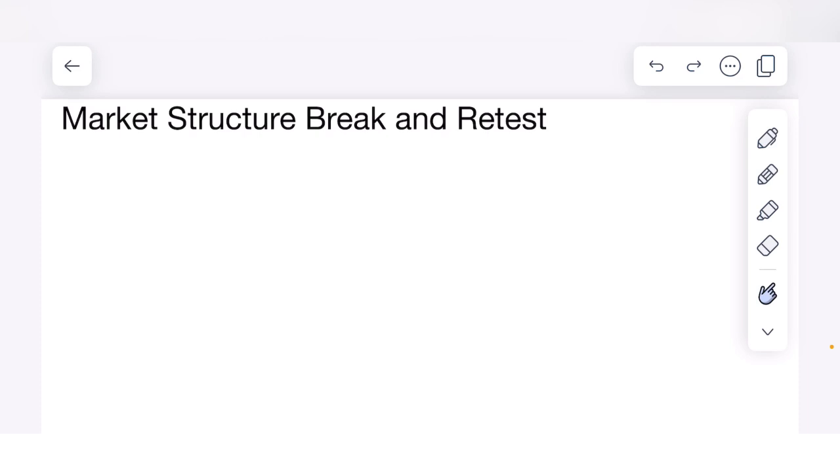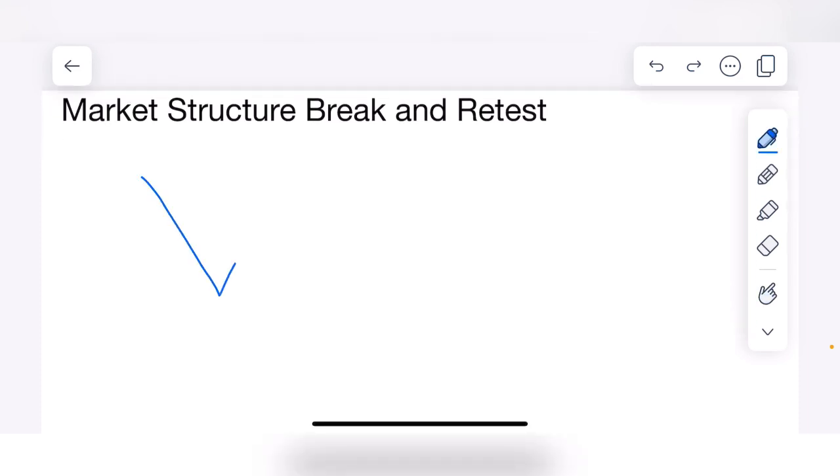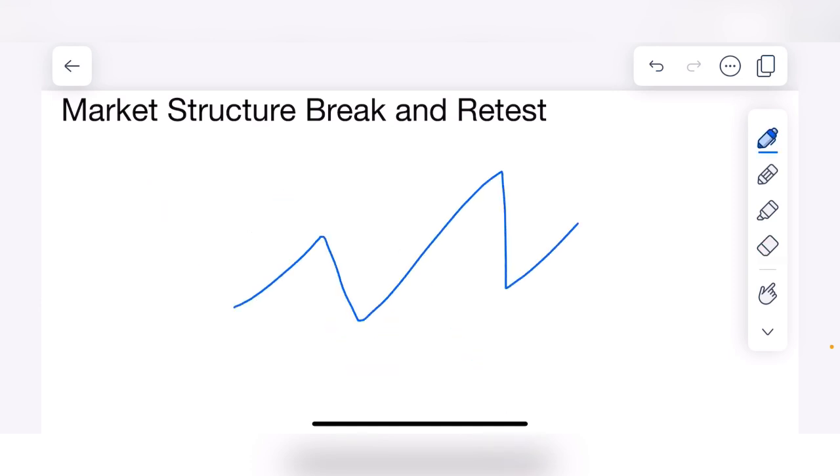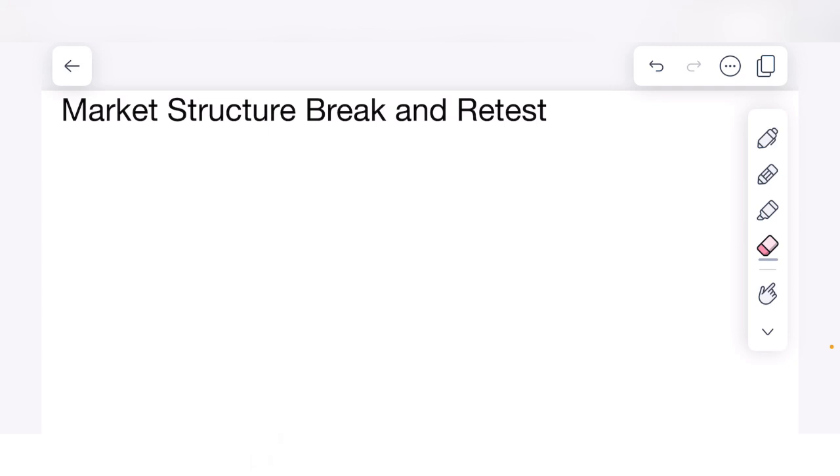When you say the market breaks and retests, first of all, you have to identify the trend of the market. Either you are in a downtrend or you are in an uptrend. Most of the times, I don't really trade ranging markets because they have no direction. So the best thing to do is to trade in a trending market.